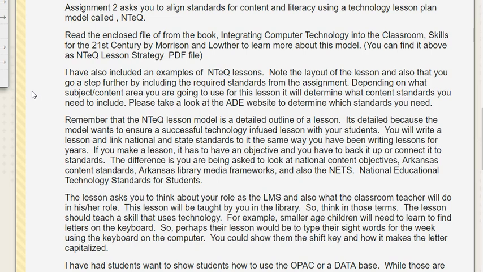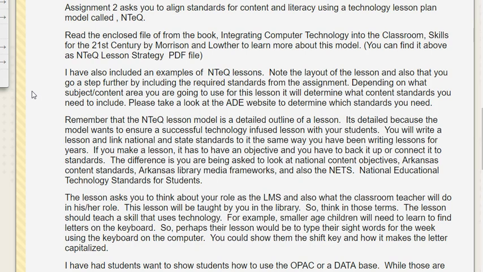Remember that the NteQ lesson model is a detailed outline of a lesson. It's a lengthy process. It's detailed because the model wants to ensure a successful technology-infused lesson with your students, rather than just using the technology for the sake of using technology. You will write a lesson and link national and state standards to it the same way you would be writing lessons for years, in whatever classroom area you've been in.